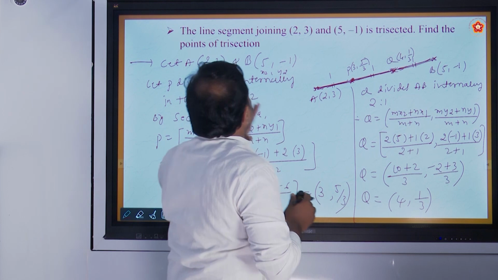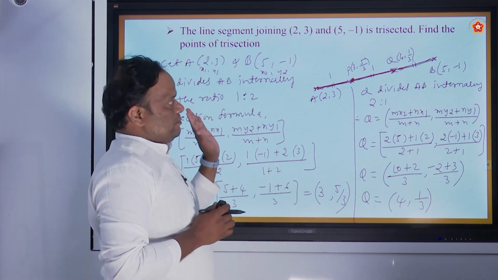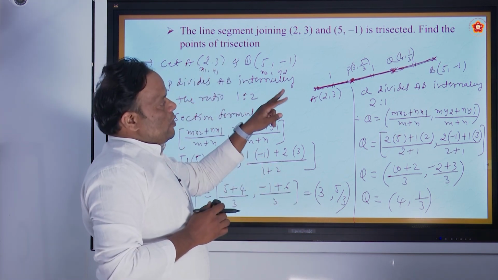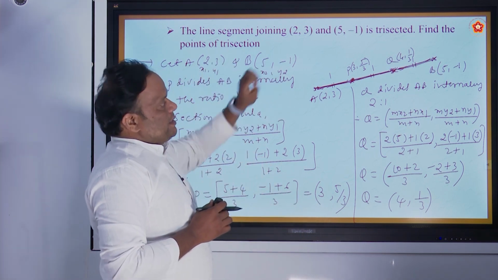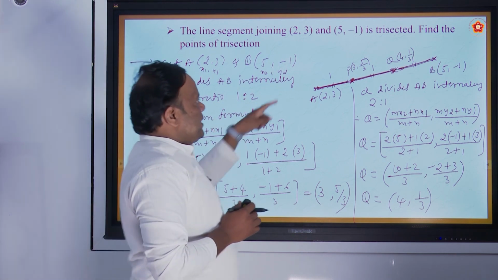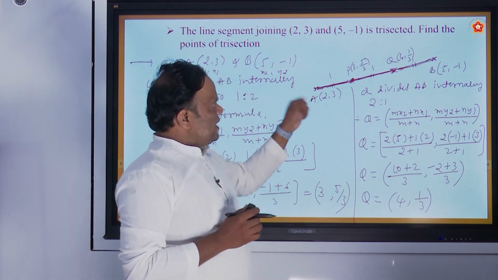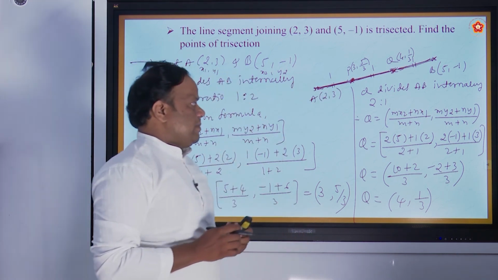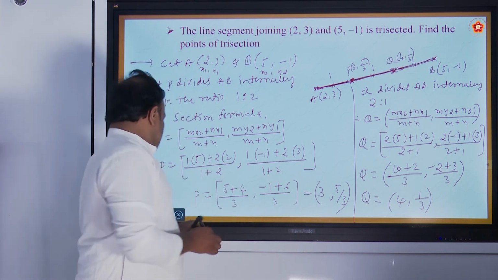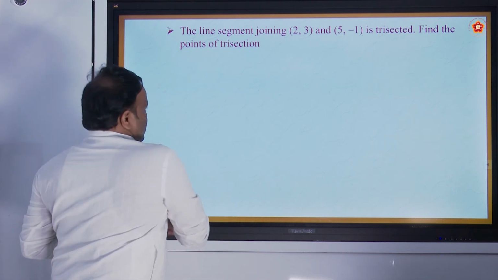These two are the points of trisection. So the two points divide the line joining AB into 3 equal parts. The first point is P (3, 5/3) and the second is Q (4, 1/3). These are the answers. I think you understand this problem.